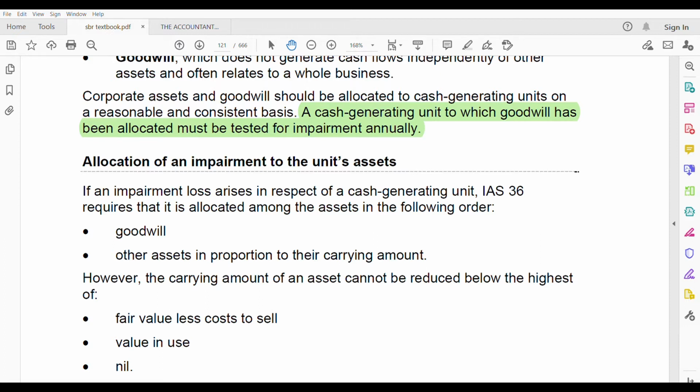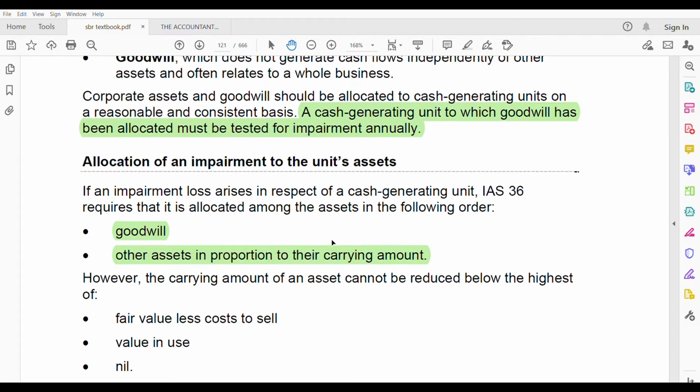Now, allocation of an impairment to the unit's assets. If an impairment loss arises in respect of a cash generating unit, then what should you do? You need to allocate it among the assets in the following order, and you must follow this order. It's always first against goodwill. Remember this, always first against goodwill. Then against the other assets, but on a pro rata basis. How? In proportion to their carrying amount, whatever the value of that asset.